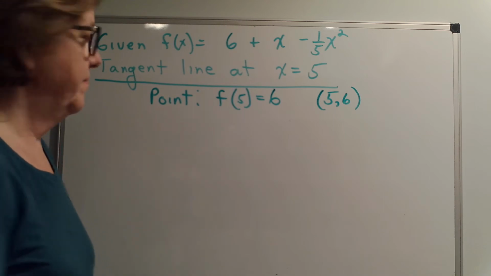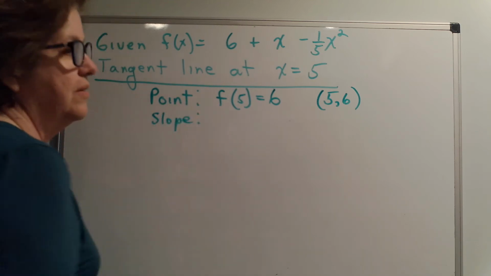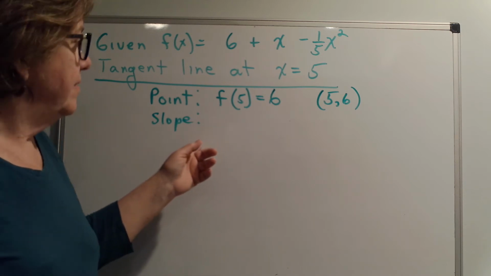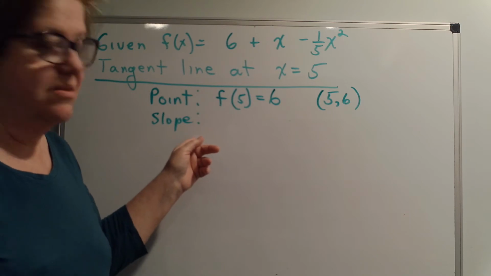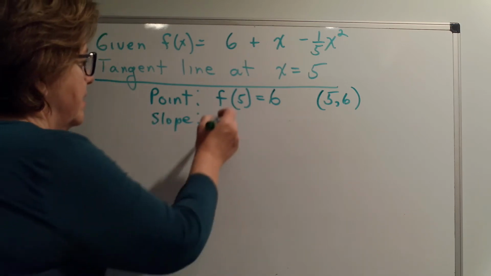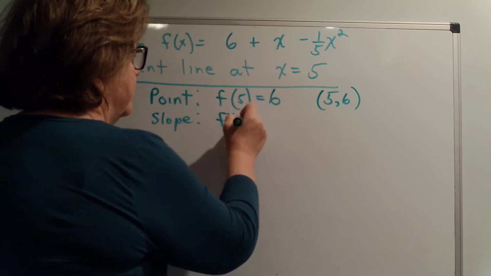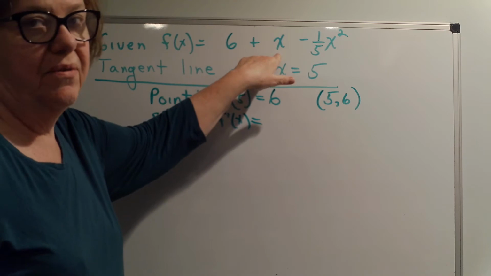Now we need a slope. The slope is going to be the value of the derivative at x equal to 5. Okay, so we need the derivative. So the derivative of 6 is 0. Derivative of x is 1.